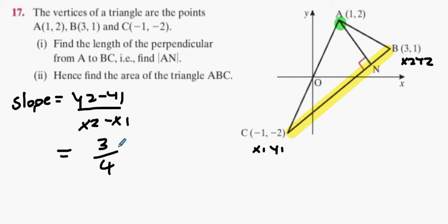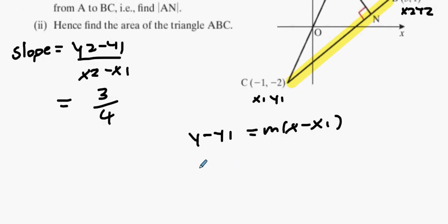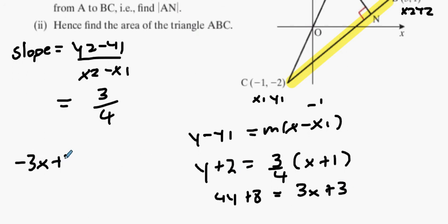Next thing, we're going to get the equation of the line. The equation of the line is y minus y1 equals m into x minus x1. What we're going to do here is y minus minus 2, which is y plus 2. Then we're going to get 3/4, then x minus minus 1, which is x plus 1. Cross multiply and we get 4y plus 8 equals 3x plus 3. Move it all over one side and I'm going to get minus 3x plus 4y plus 5 equals 0.